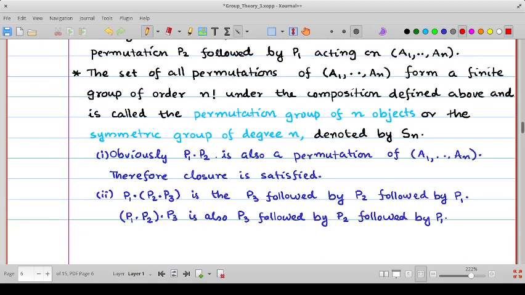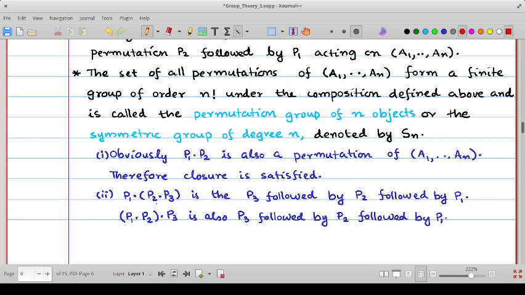Now, as I have already told you, P1 composition P2 is actually the permutation P2 acting on the sequence followed by P1 acting on the resulting sequence. So that is also some other permutation, and therefore the composition of P1 and P2 is some other permutation P3, and therefore the closure property is satisfied.